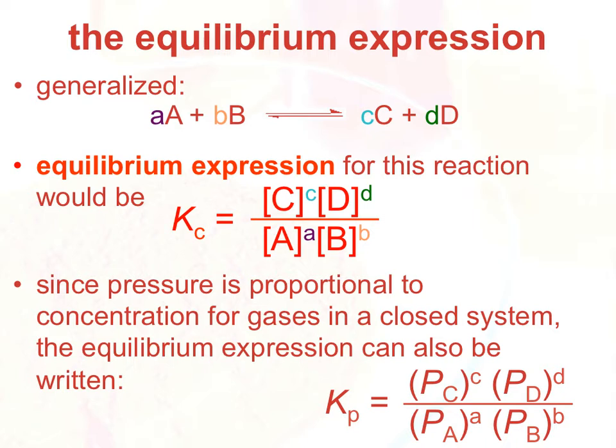Generally, the assumption is that we're going to be dealing with concentrations. However, we will sometimes be using partial pressures, and you'll see Kp down here. Since pressure is proportional to concentration for gases in closed systems, the equilibrium expressions can also be written with respect to partial pressures. So we would have the partial pressure of our product C, the partial pressure of our product D to the coefficient values, and the same thing for the partial pressures of our reactants to their coefficient values. We'll talk about how Kp and Kc are related in a little bit, but for right now, this is just the basic form for writing equilibrium expressions.